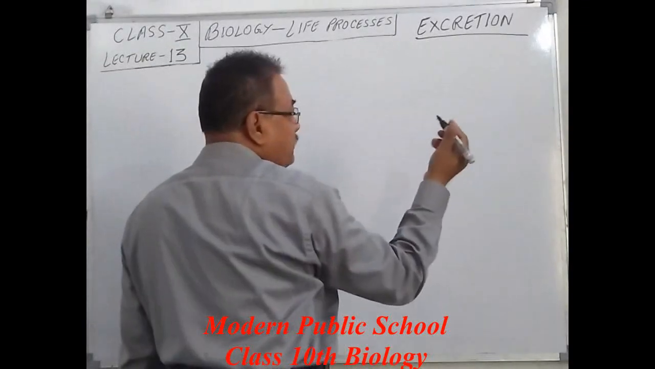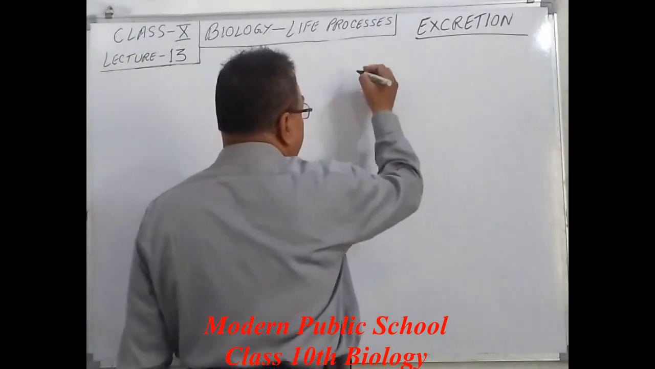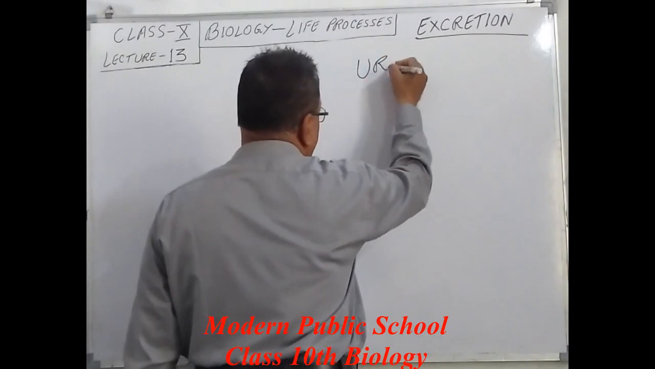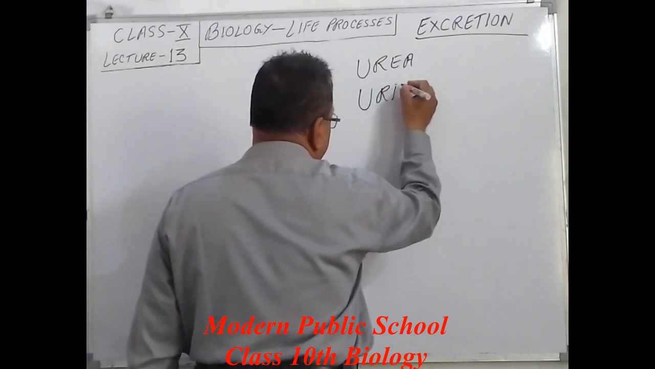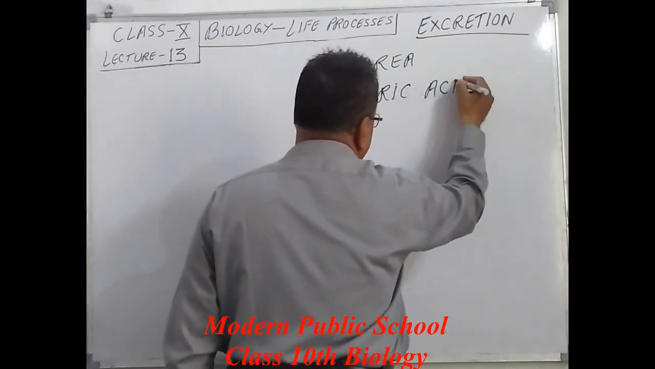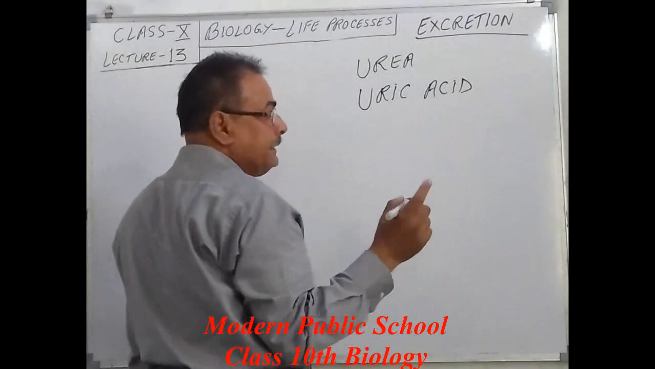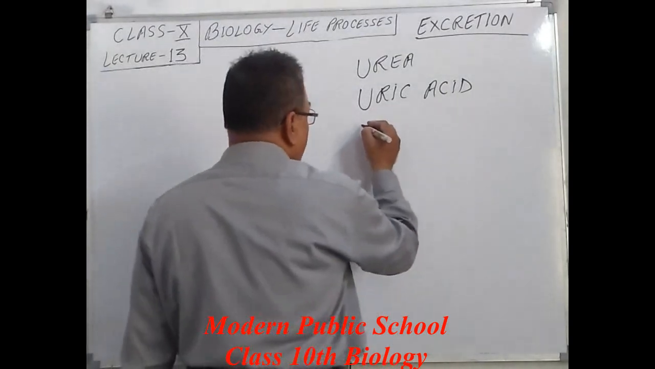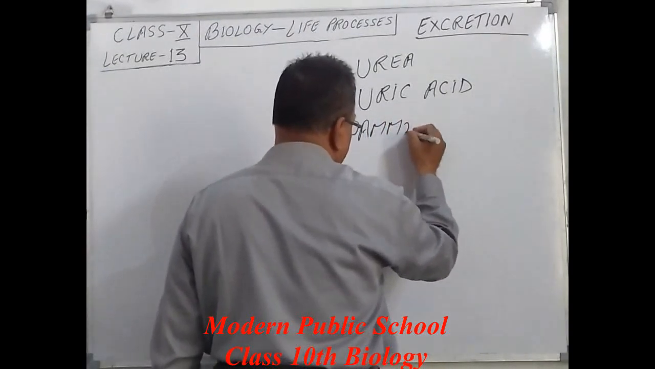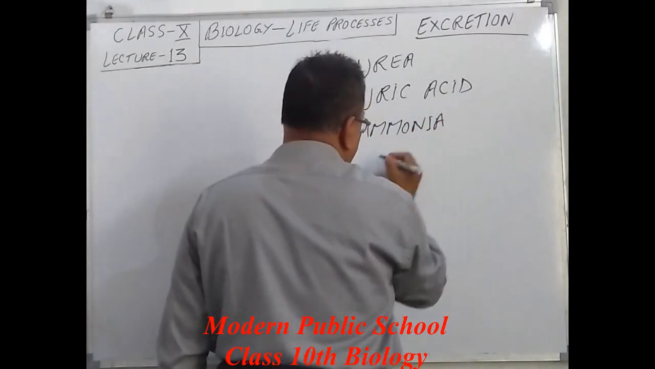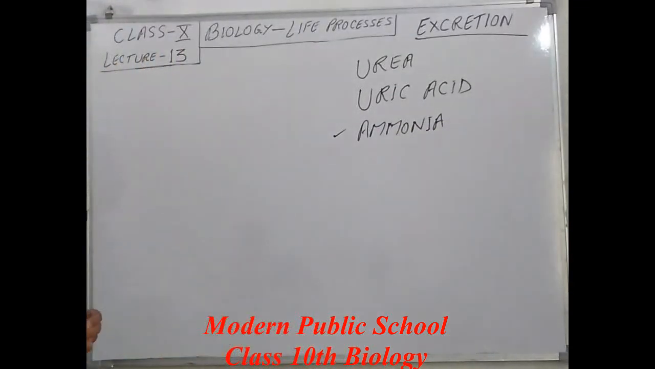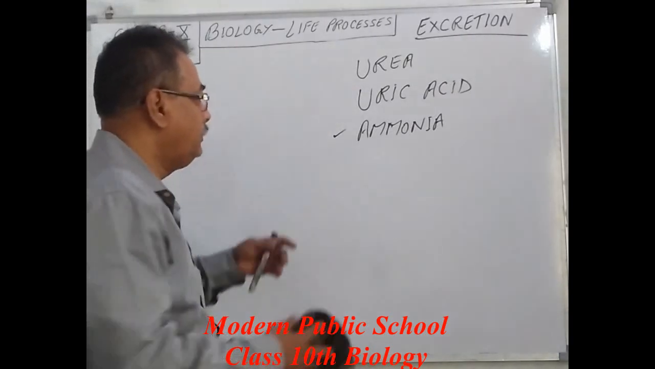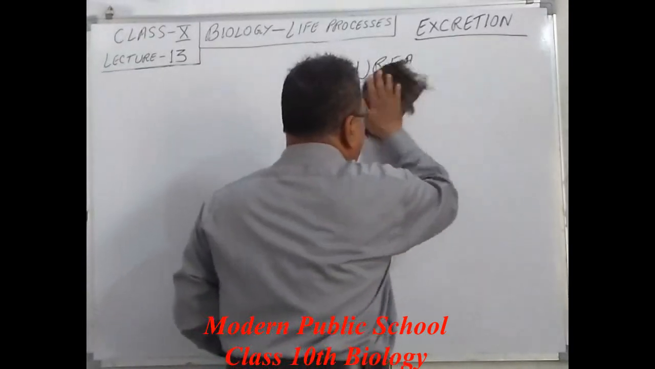The metabolic waste products in animals are urea, uric acid, and, as given in the book, ammonia also. Some animals excrete ammonia, some urea, and some uric acid, but in NCERT only two should be considered.